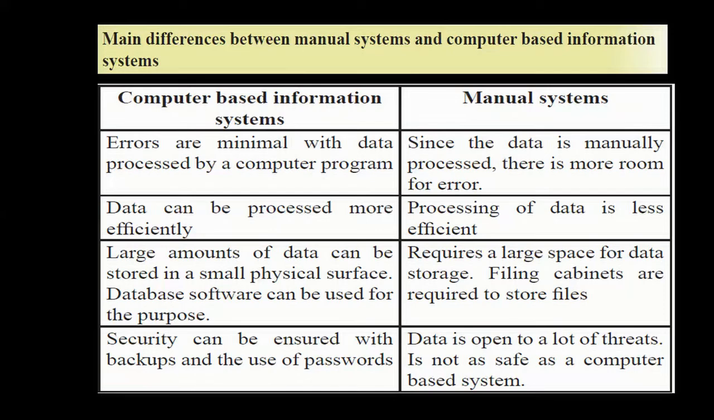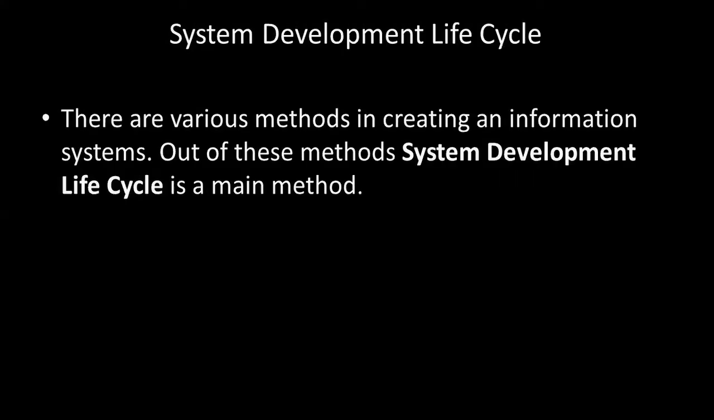Okay. So those are the advantages of the computer-based information systems and the disadvantages of the manual system. So we move into the computer-based information system. When we create a computer-based information system, there is a development life cycle. That is called the system development life cycle, or you can call it the software development life cycle. However, this is called SDLC as an acronym, right?